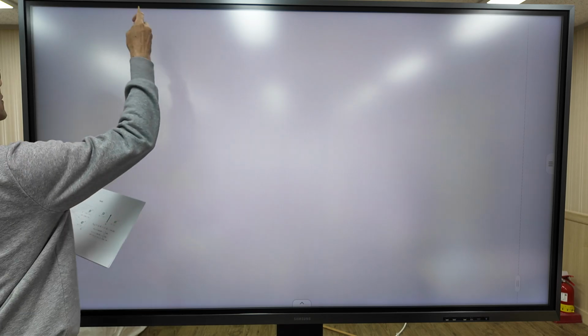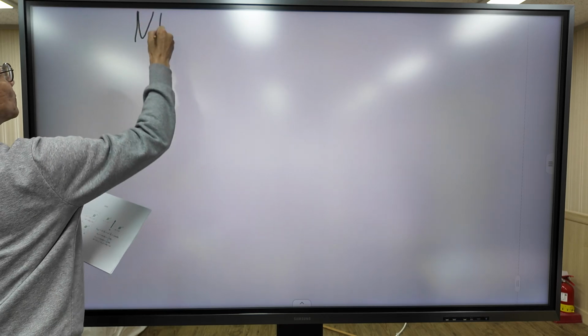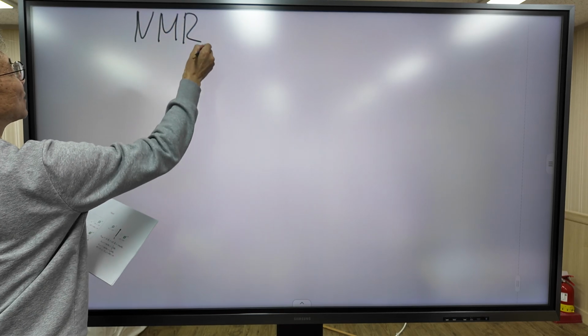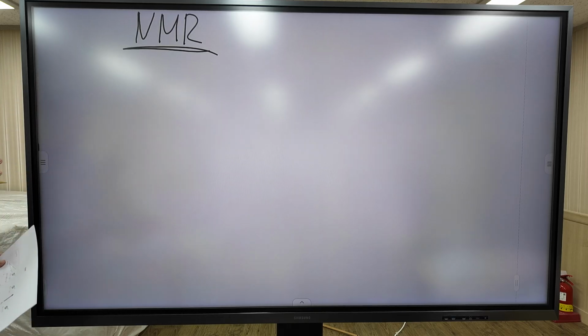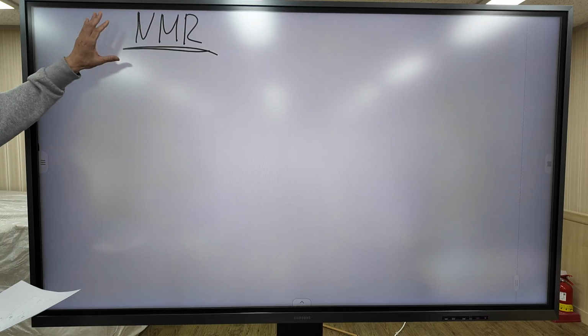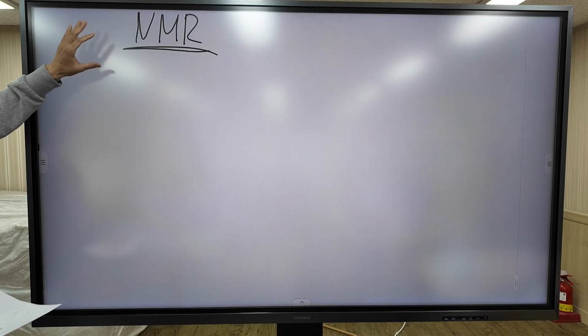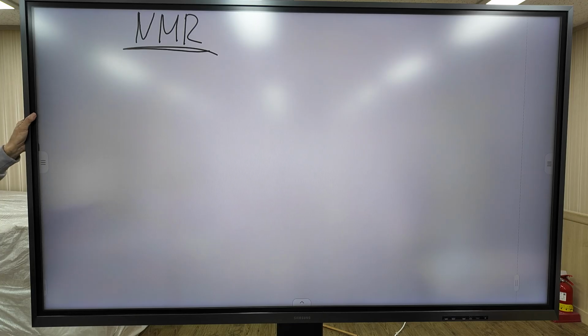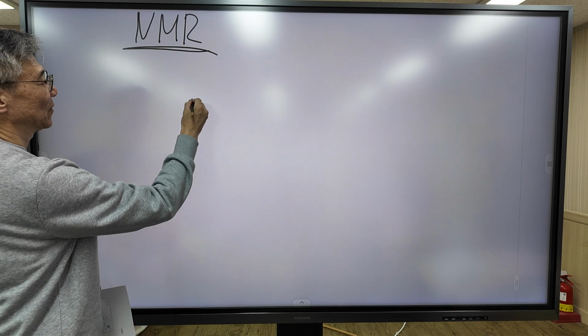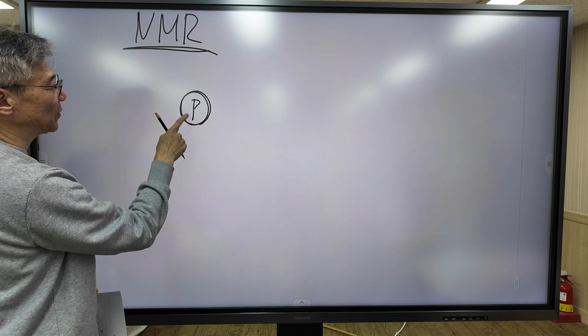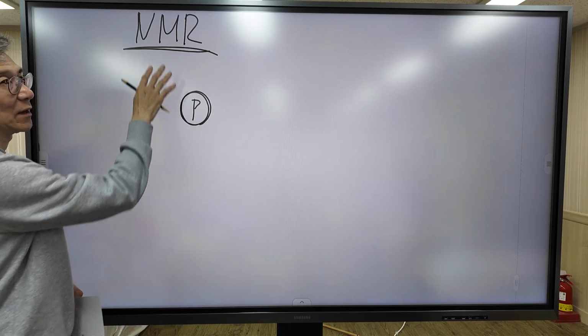Now, the topic is NMR. I think NMR is one of the most important spectroscopic tools in chemistry. So this topic is very, very important. In NMR, we are going to probe the proton. The spin state of the proton is probed by NMR.